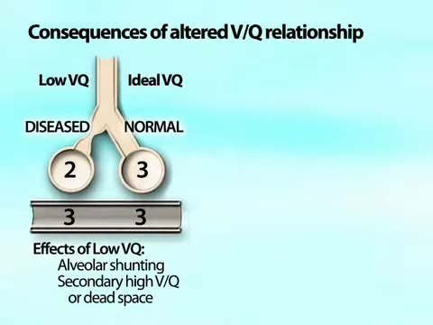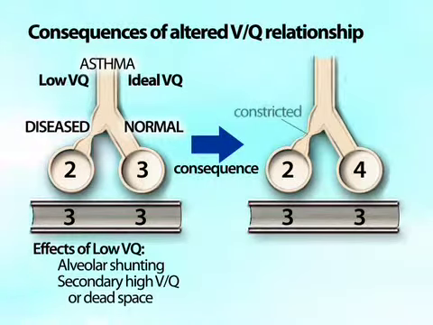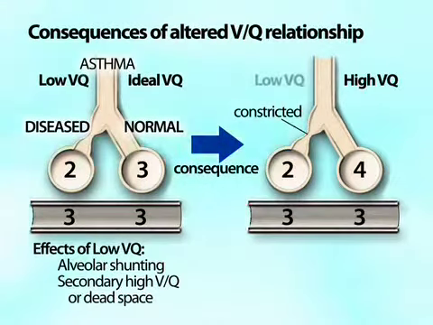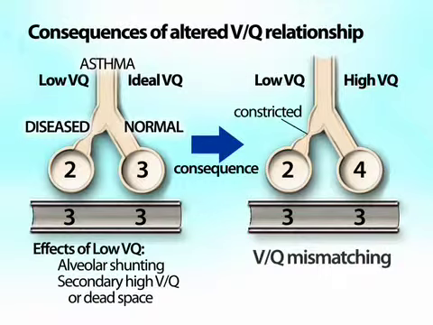This low VQ results to an increase in alveolar shunting, which eventually gives rise to a secondary high VQ or alveolar dead space. In asthmatic patients with an obstruction on the right bronchial airway, the perfusion will be equally distributed while the ventilation will be unevenly distributed, favoring higher ventilation on the normal left lung. Consequently, the left lung will have a high VQ while the right lung will have a low VQ. Thus, the lungs are composed of RUs with low and high VQ. This state is known as VQ mismatching.